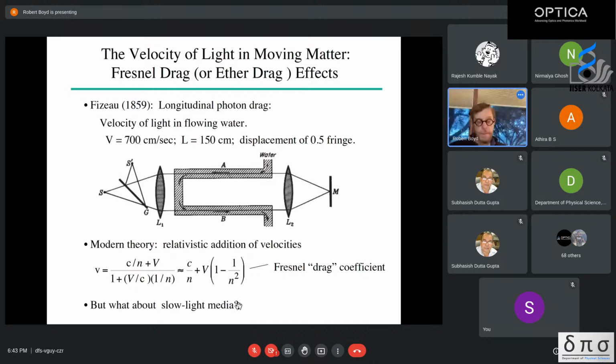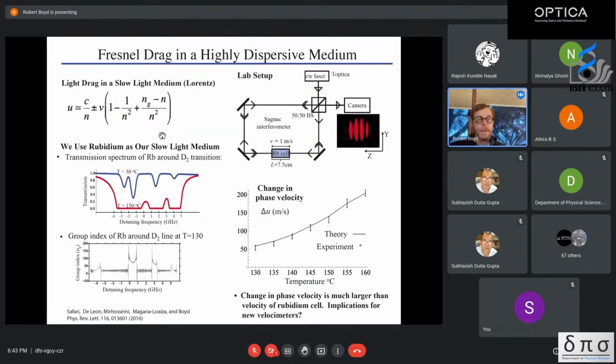Now, I've mentioned that I'm very interested in slow light. In slow light, the group index is very different from the refractive index. And Lorentz, early part of the 20th century, worked on this problem. And he showed that the velocity of light in a moving medium has this more complicated dependence on the refractive index and on the group index. So we set out to do this experiment. We used rubidium vapor as our slow light material.